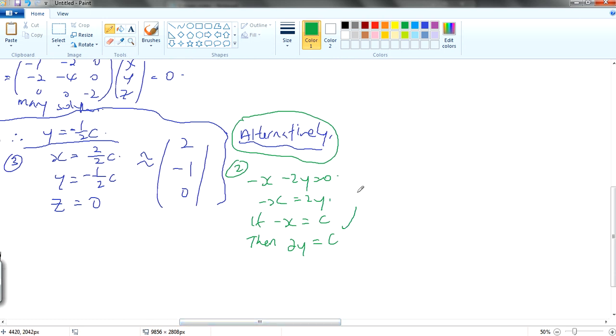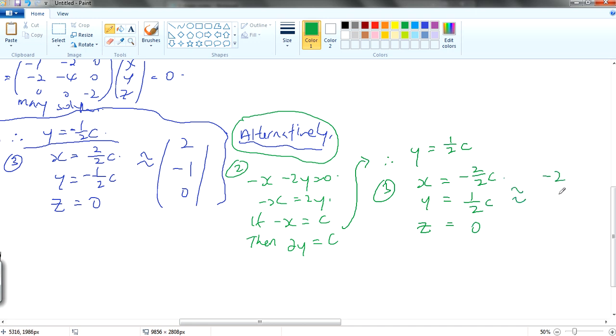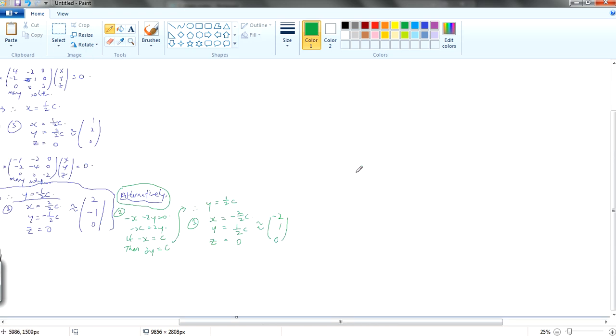And therefore, y is equals to half c. Okay, and since we know that z is equals to 0, we can formulate that x is equals to minus 2 over 2c. Okay, since it's 1c, let's bring the negative over, and then y is equals to half c, and z is equals to 0. Therefore, we have minus 2, 1, and 0, which is our answer. So it's just how you do it.